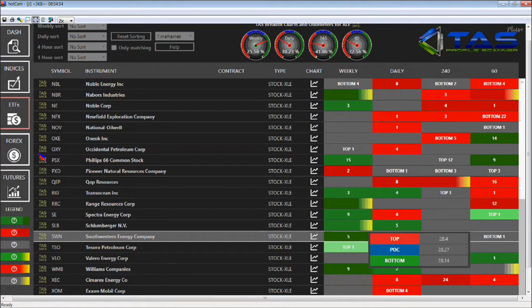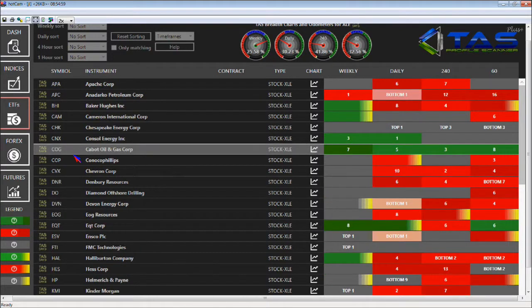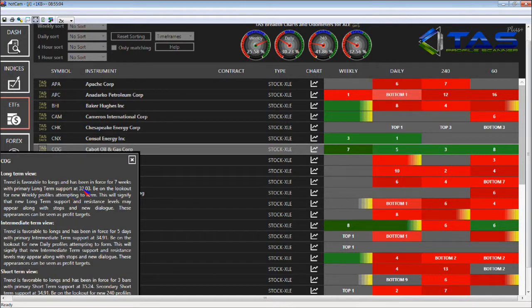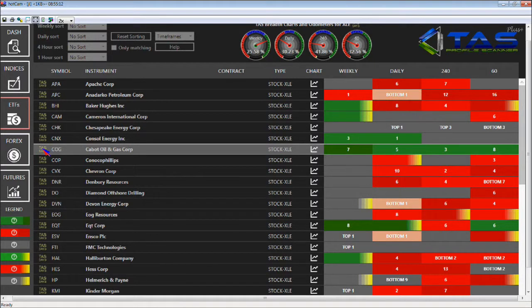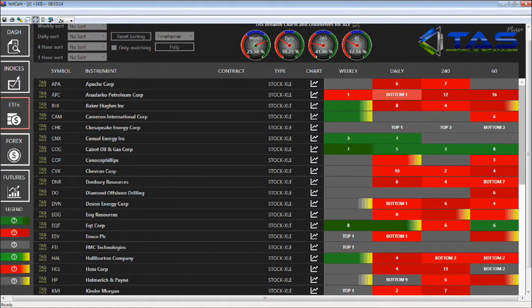I'm going to take a look at Cabot Oil and Gas Corp. The trend is favorable longs and has been enforced for 7 weeks. Primary long support 33.03. Be on the lookout for new. Okay, so let's go right into COG. Here we go.